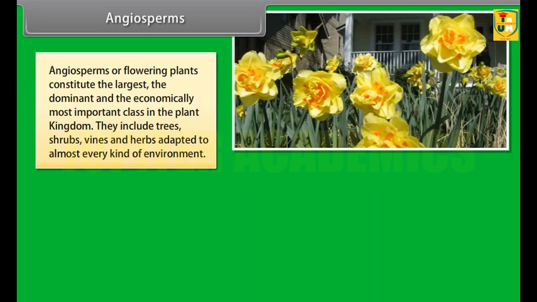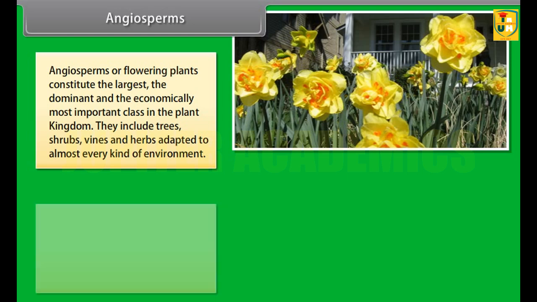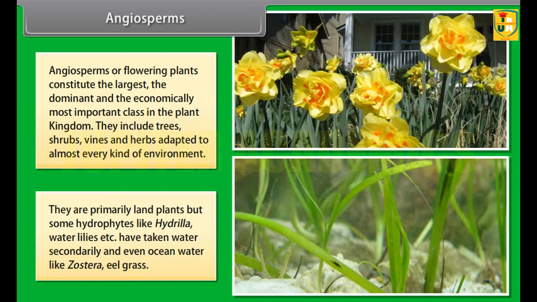Angiosperms. Angiosperms, or flowering plants, constitute the largest, the dominant, and the economically most important class in the plant kingdom. They include trees, shrubs, vines, and herbs adapted to almost every kind of environment. They are primarily land plants, but some hydrophytes like Hydrilla, water lilies, etc. have taken to water secondarily, and even ocean water, like Zostera, eelgrass.